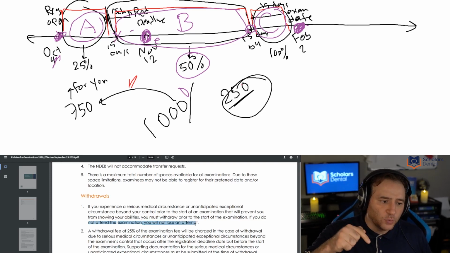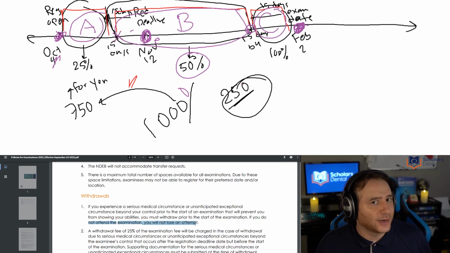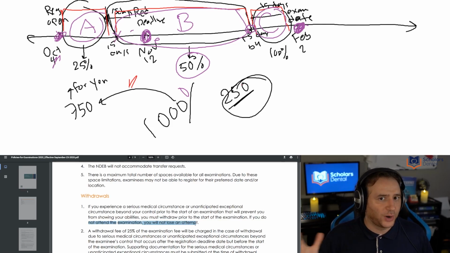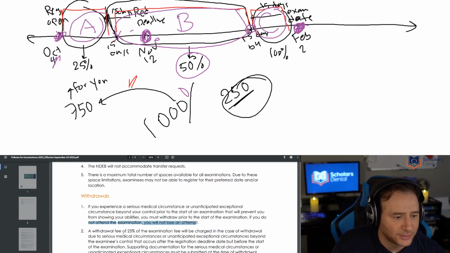If you withdraw before the start, then it will be considered not an attempt. But if you don't withdraw, is it considered an attempt? That's a little bit confusing. If someone wants to contact NDEB about that just to figure it out, we could do that. But again, I wouldn't risk it unless you have to not show up. If you know you're not going, just let them know.